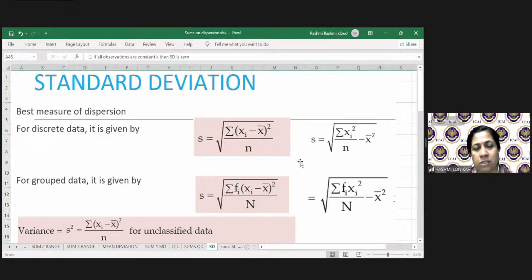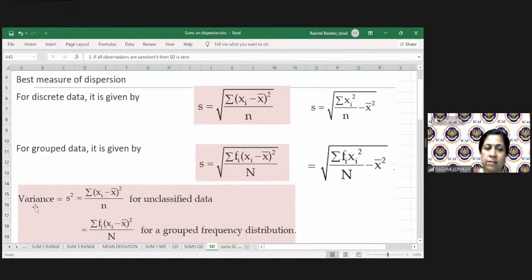Capital N means summation of frequencies, it is no big deal. Add up all your frequencies and call that capital N. Okay, so for this also we have two formulas. These are the two formulas that you must know.